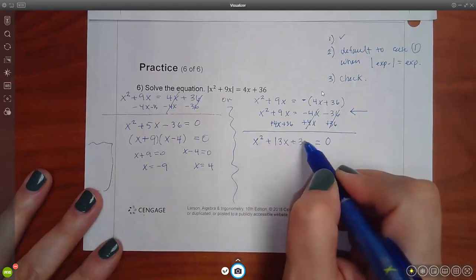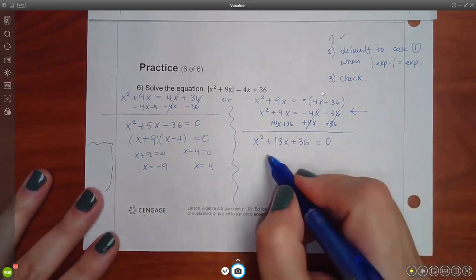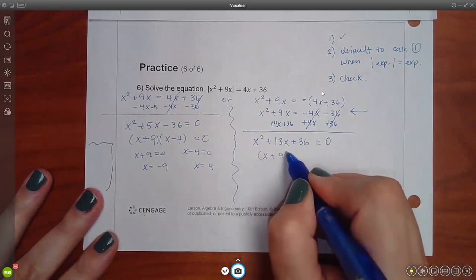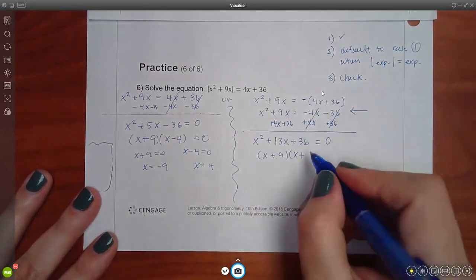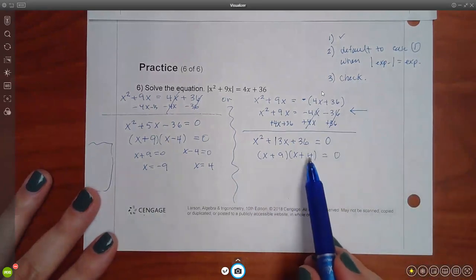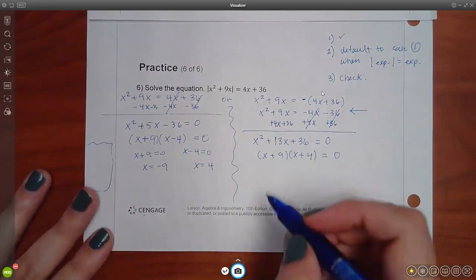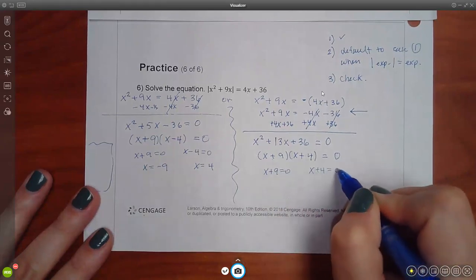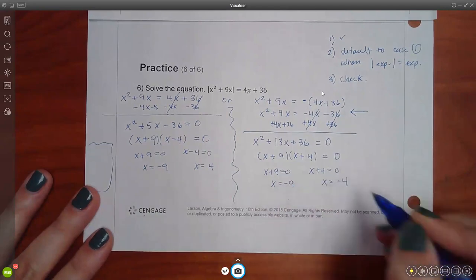And then the 36, right? Okay, now this one, I think we can factor. It's 9 and 4 again, but this time they both have to be positive, because positive 9 times positive 4 is a positive 36, and positive 9 plus positive 4 is positive 13, right? And then I have to set each one equal to 0. And so then I get x equal to negative 9 and x equal to negative 4.